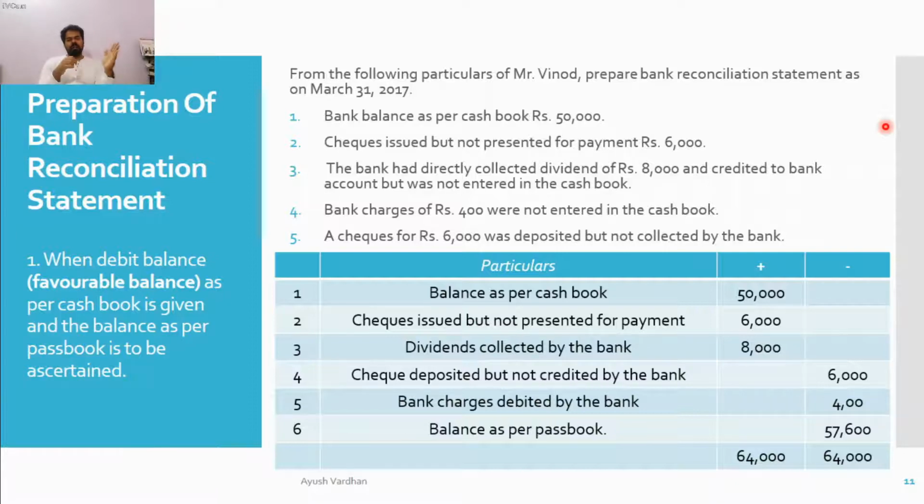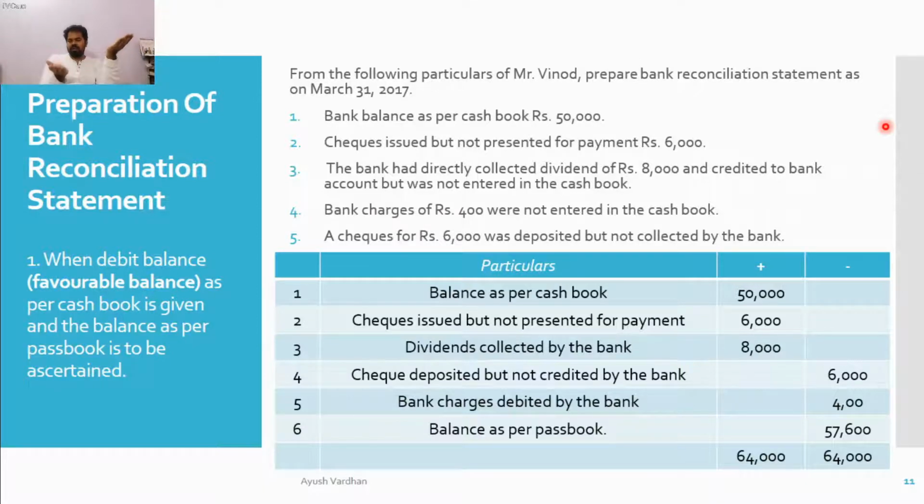Now, dividend collected by the bank. So you have some shares in the market or something. You are the owner of a company and you are getting some dividends from there. So here again, passbook. What happens with the passbook? Payment is directly made to the bank and the cash book doesn't know about that. A dividend of 8,000 rupees is directly paid into the passbook, but the cash book, on the other hand, doesn't know about that entry.